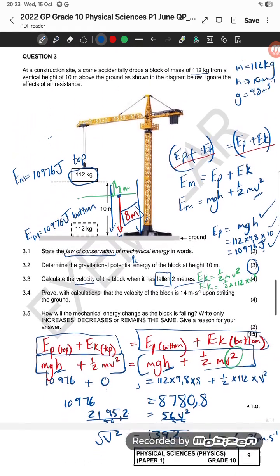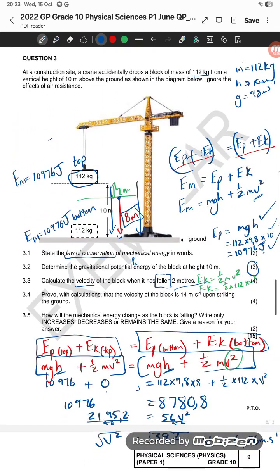Okay, that was an interesting one. I like that because it wasn't falling down to the bottom. So velocity is 6.26, and that's for 4 marks. That's quite nice. Velocity is equal to 6.26 meters per second.